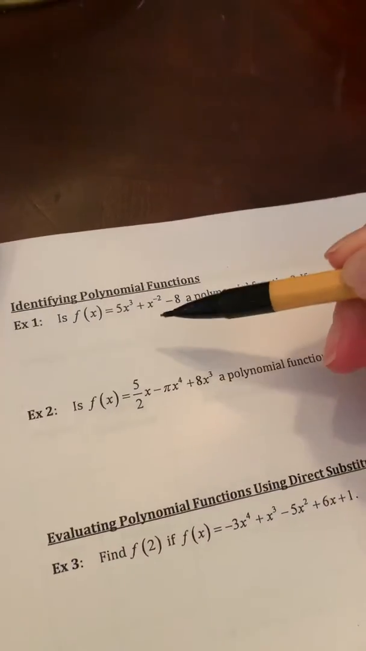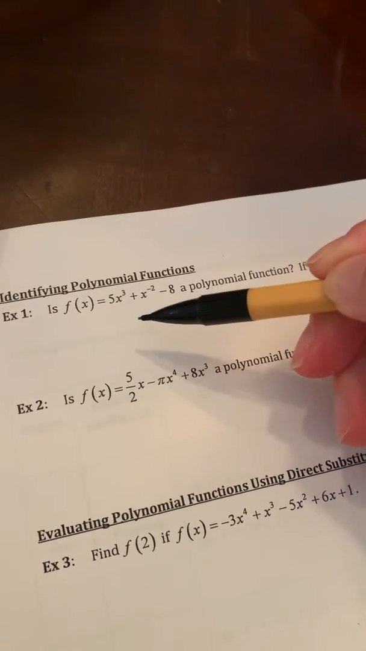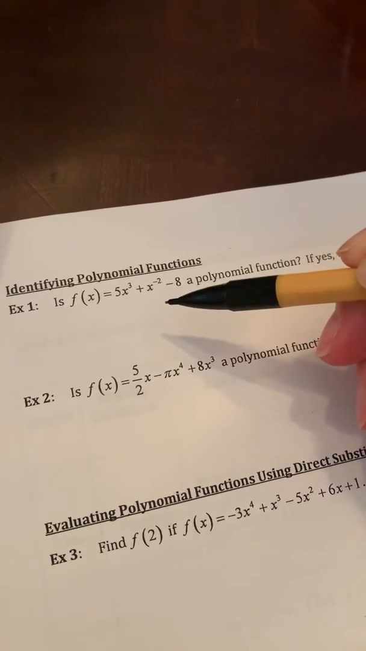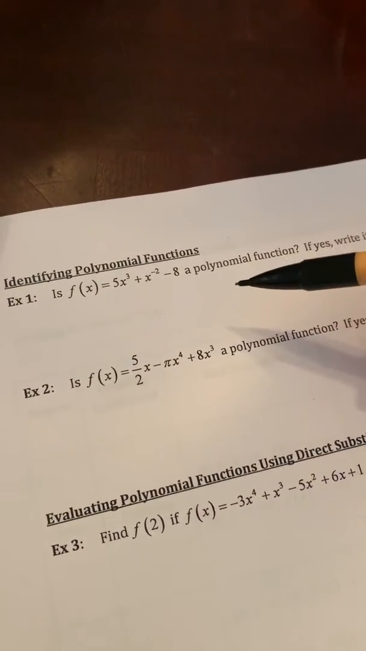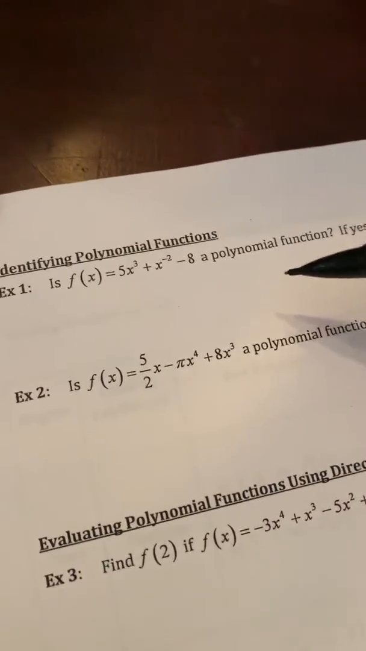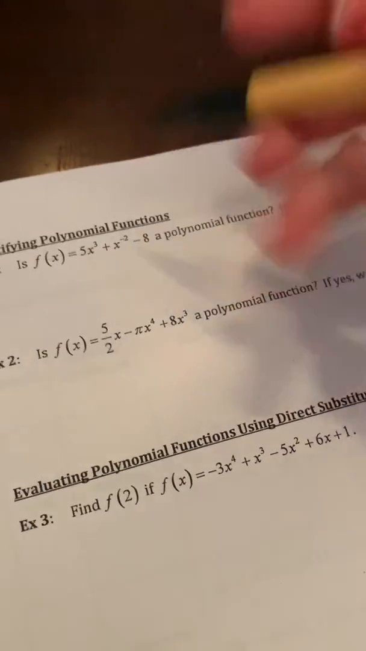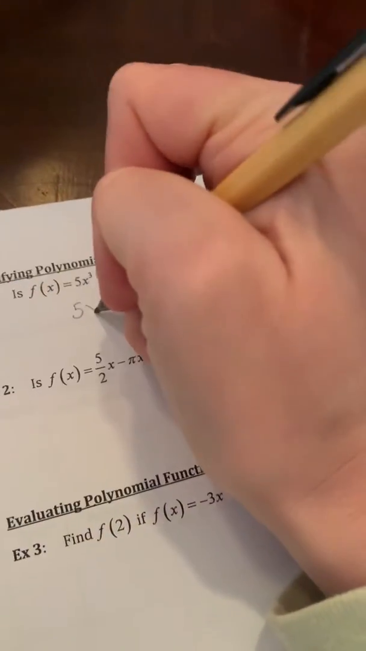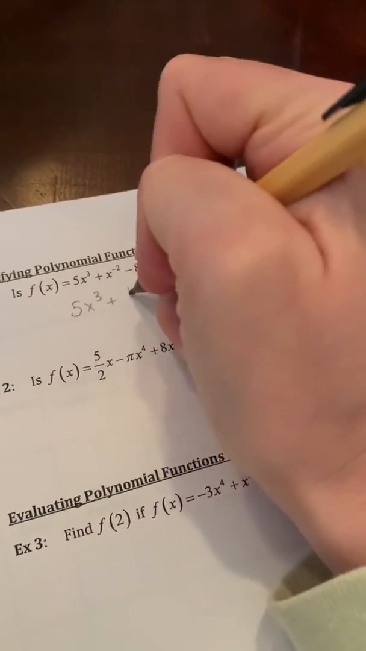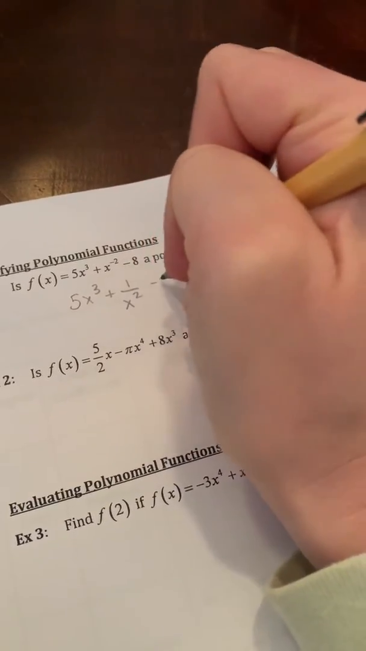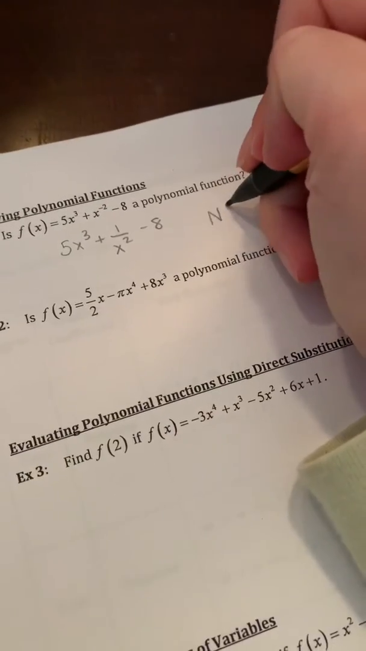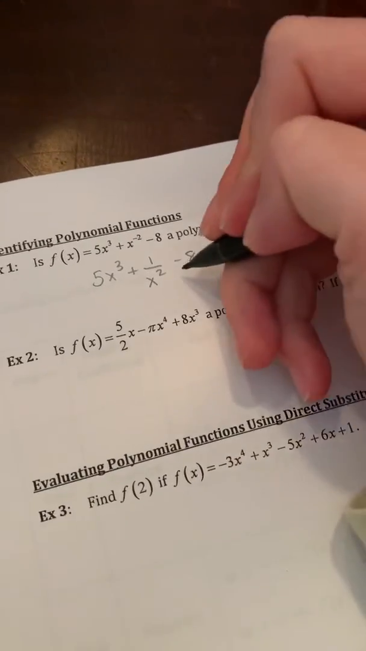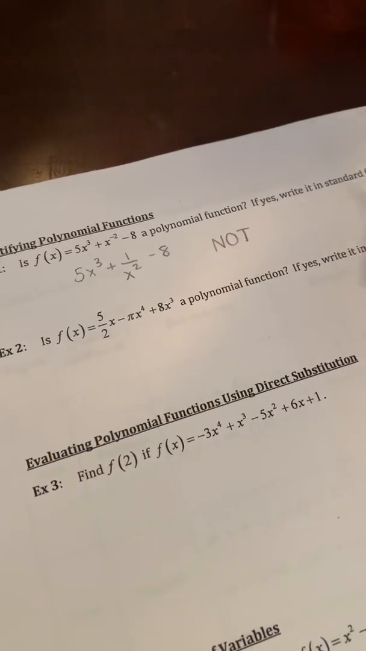Let's look at this example. If f of x equals 5x cubed plus x to the negative second minus 8, is that actually a polynomial function? Well, remember, what does a negative exponent do? A negative exponent really comes down to the denominator. So with that being said, this is not a polynomial because we have a variable in the denominator.